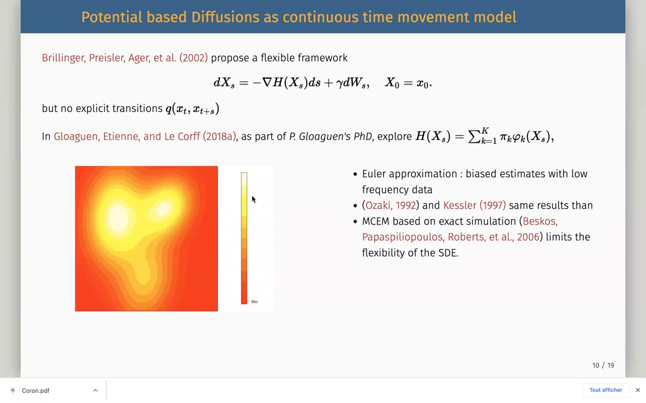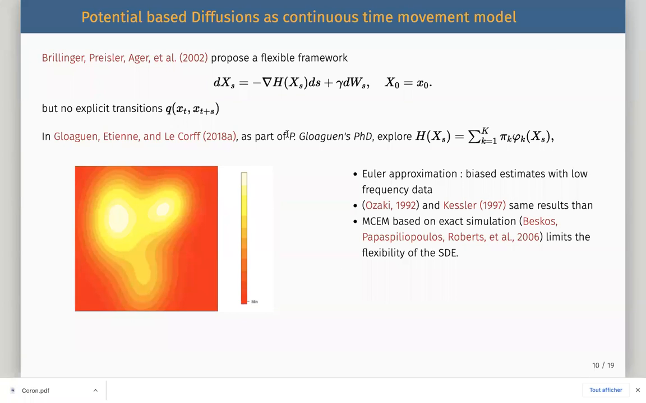So by doing so, we have compared different approximations to be able to estimate the parameters of this kind of model. The classical one is the Euler approximation, but there are second order approximations, the one given by Ozaki and the other one given by Kessler. And we also compared with an exact approach based on a particle approach, which is a Monte Carlo EM estimation of the likelihood based on exact simulation of the diffusion process.